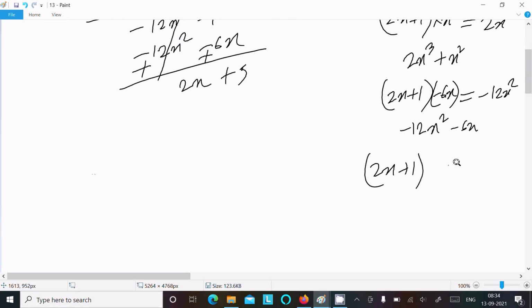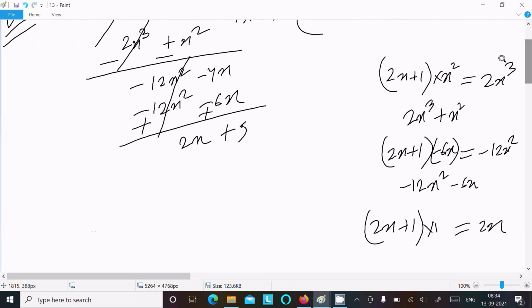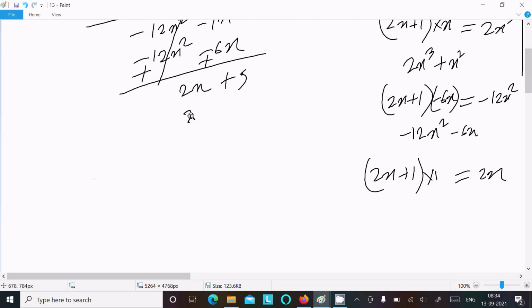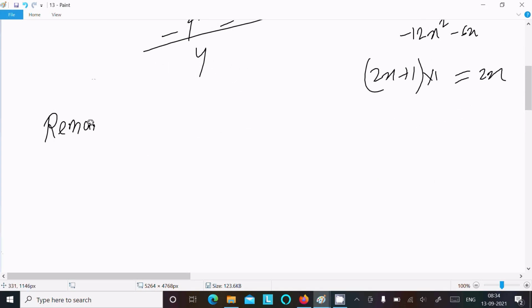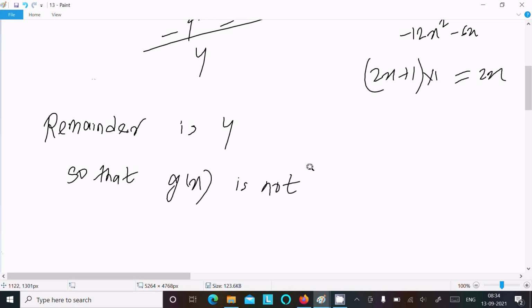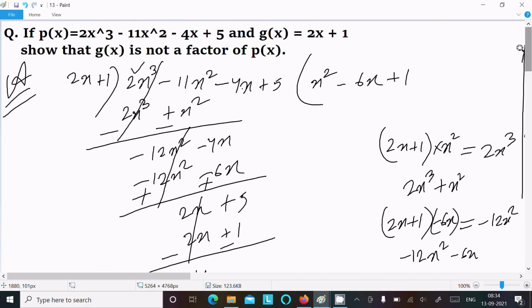Here, 2x + 1, and we need to get 2x. So obviously we need to multiply with 1. So here 1, then that comes 2x + 1. Let's do the subtraction, it cancels, 5 − 1 is 4. Now the remainder here is 4. So g(x) is not a factor of p(x). If the remainder is 0, then that is a factor. If the remainder is 4, then that is not a factor. So this is the way we can check this.